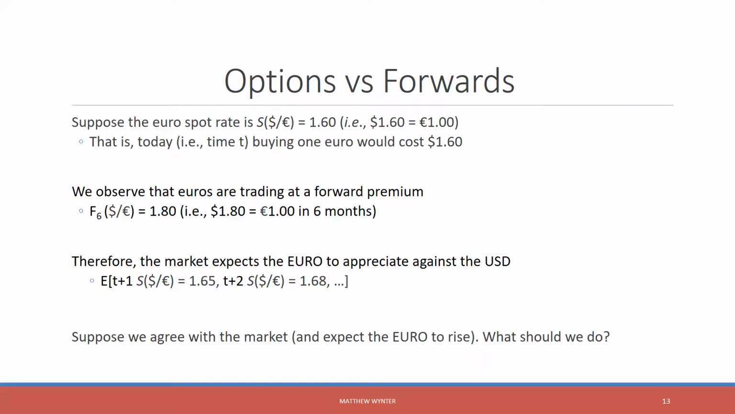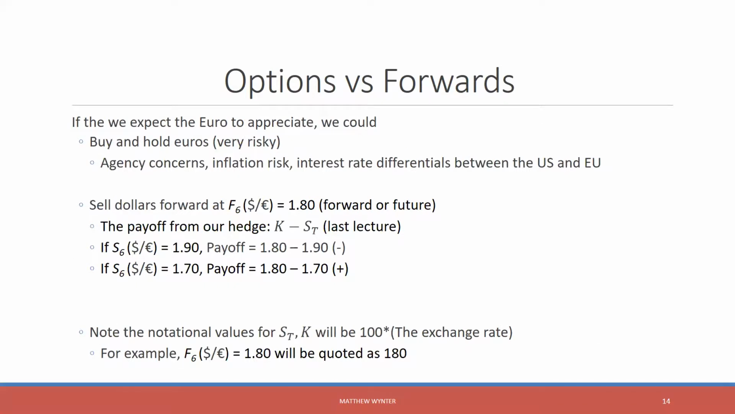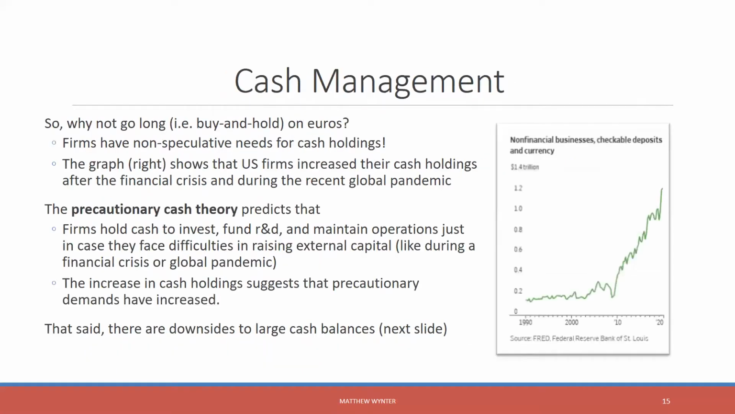Suppose we agree with the market and we also expect the euro to rise. What should we do? Well, there are a couple things we can do. What if we buy and hold euros? What if we sell dollars forward? Or what if we use options? Let's explore our first idea. So why won't we just buy and hold euros?